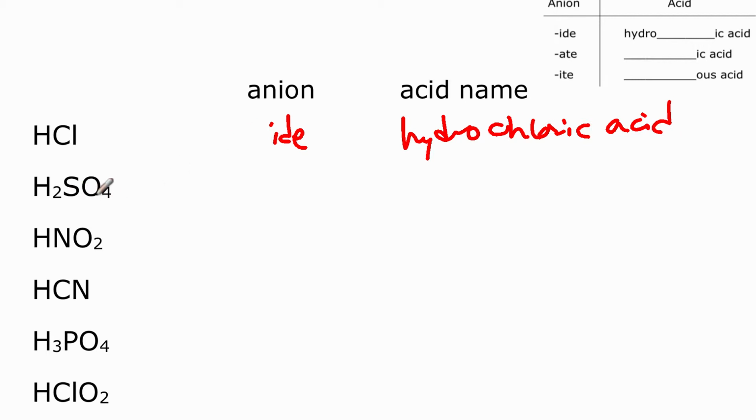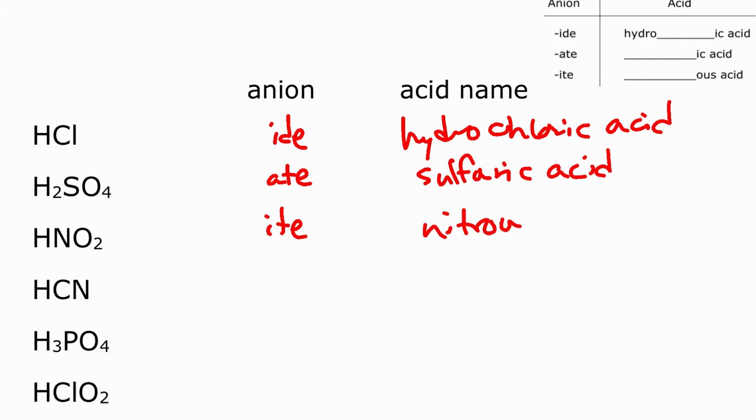Next one, SO4 is sulfate. It ends in an "ate." So that's this rule. I just change the "ate" to an "ic." So this one will be sulfuric acid. Okay, because that one ended in an "ate." NO2, look up the chart, that's an "ite." So if I look up "ite" right here, just change the "ite" to an "us." So this would be, instead of nitrite, it'll be nitrous acid.